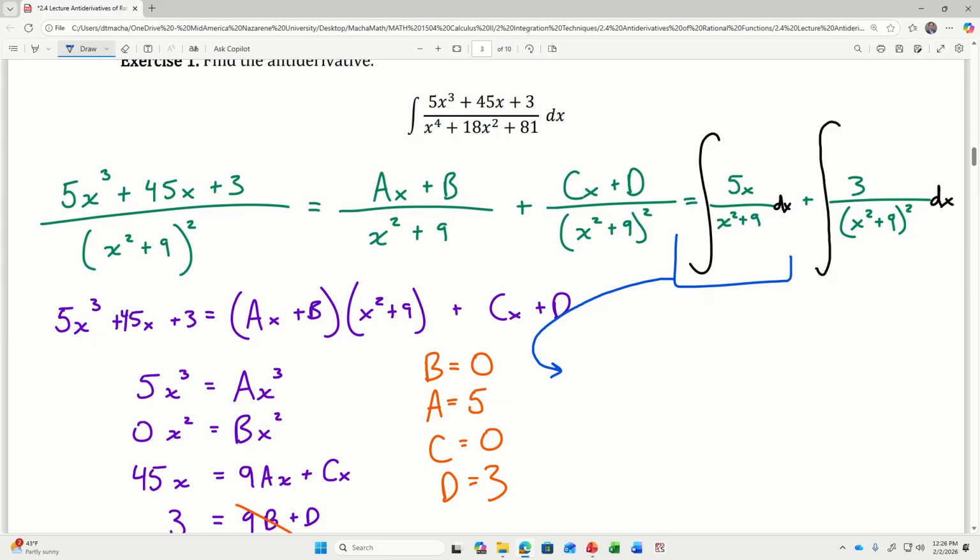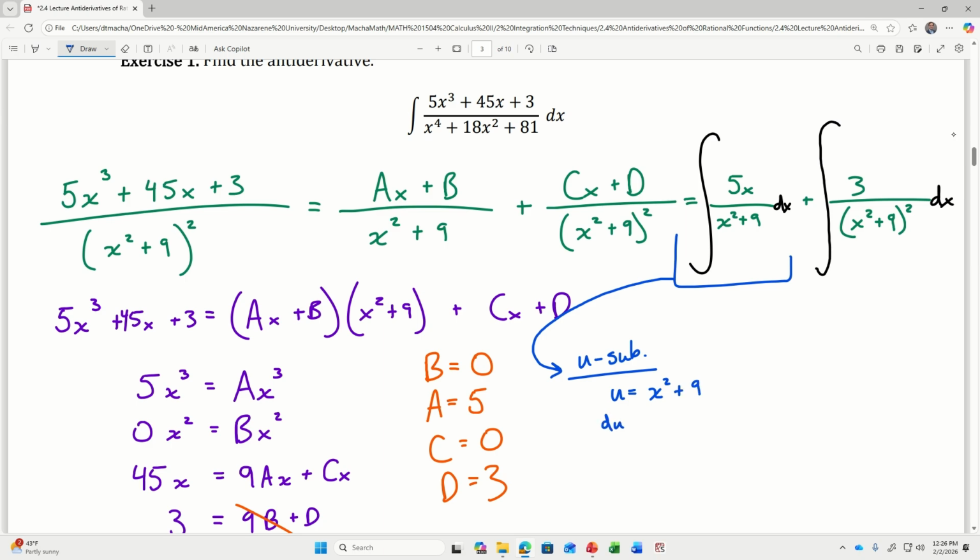Trig substitution? I actually don't need to use a trig substitution. I could, and trig substitution would work, but it's not the easiest thing to do. Trig substitution normally takes a lot of time to work through. There's an easier method. I think I could use a u substitution here. And my u substitution would be setting u equal to what? x squared plus 9.